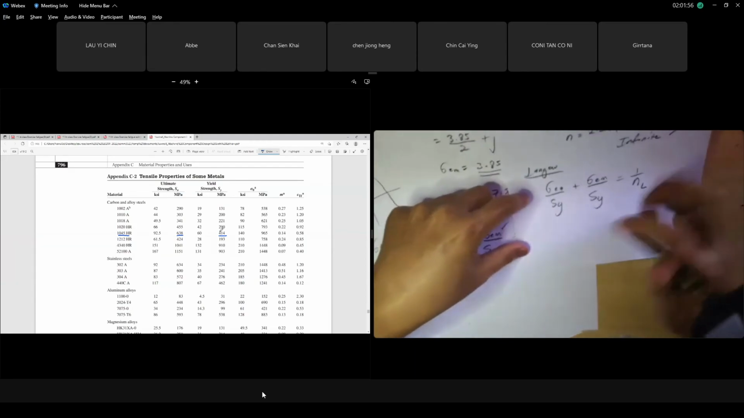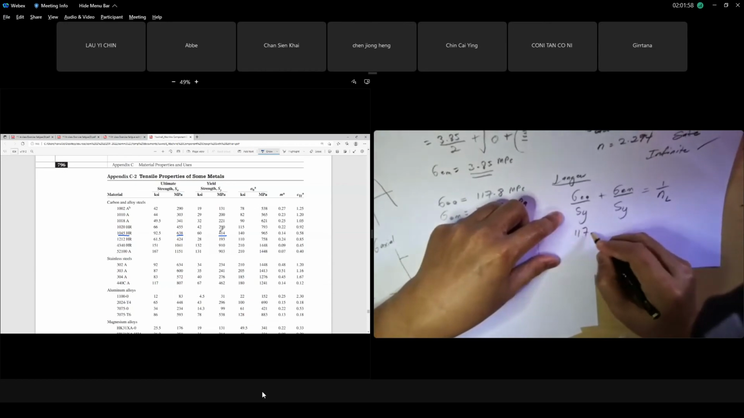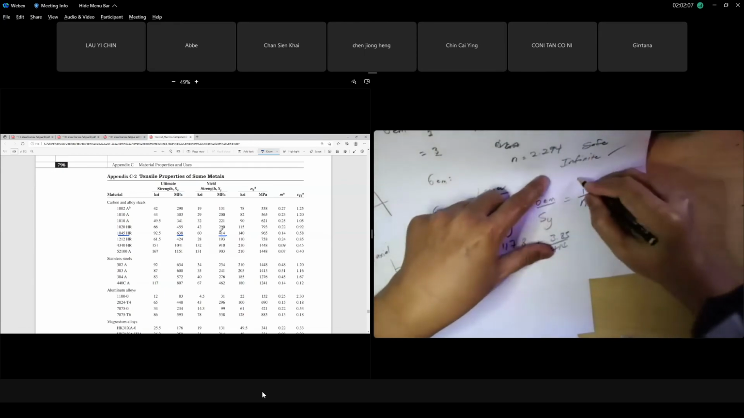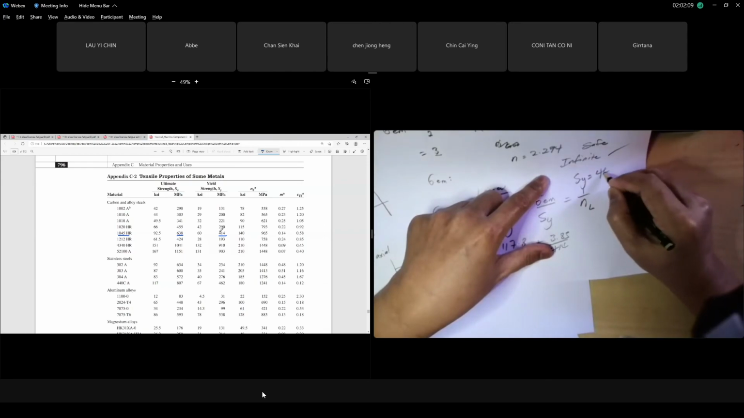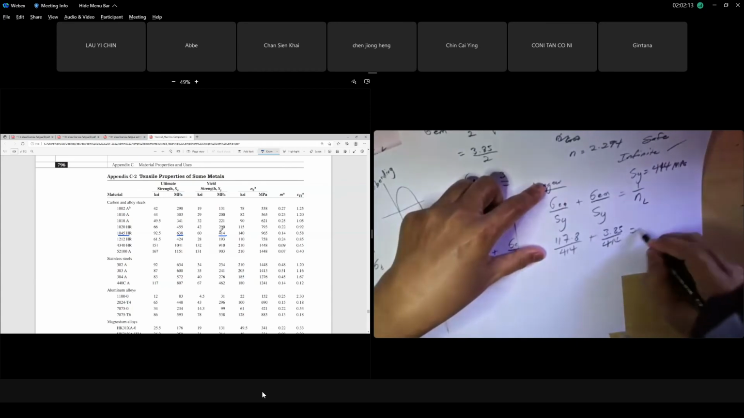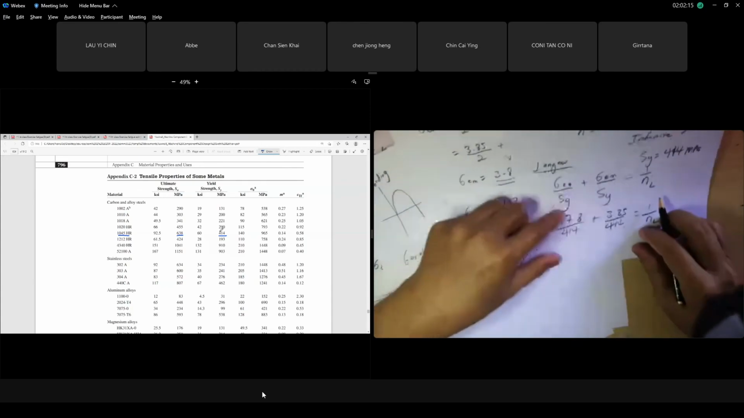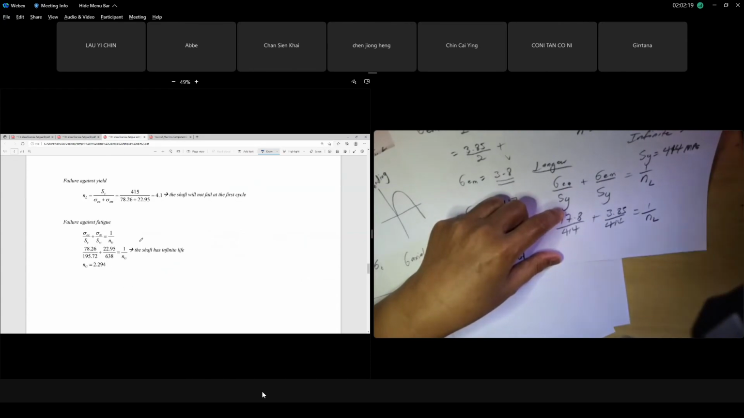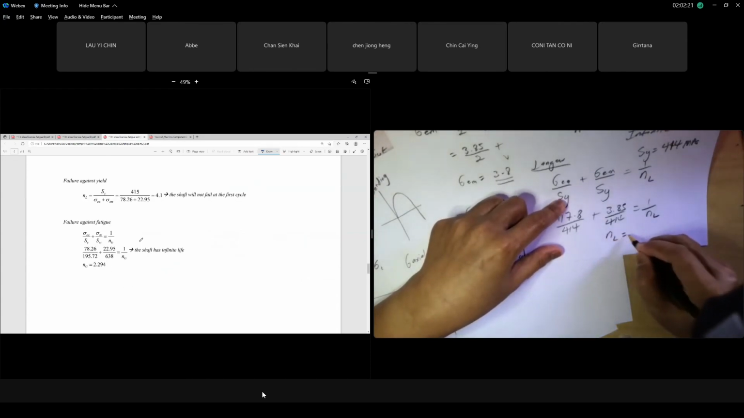Right. So sigma EA just now 117.8 over 414 plus 3.85 over 414, because your SY is 414 megapascal, equal to one over the Langer safety factor. So the Langer safety factor is also safe, and the Langer safety factor for yielding is 4.1.